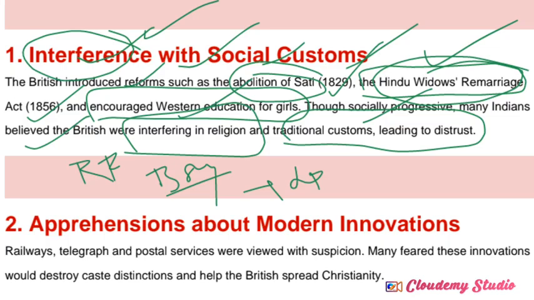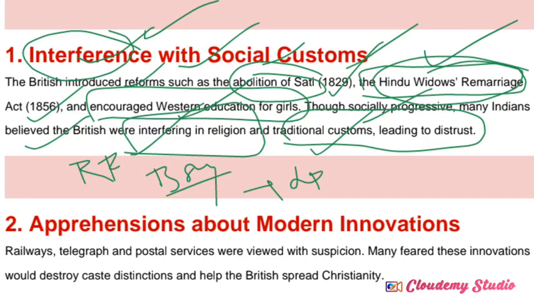Means how they felt based on all this: the Britishers were interfering in the religious matters and traditional customs of India, and they were trying to destroy Indian culture and impose Western culture on Indians. So based on this reason, the Orthodox people started uprising against the Britishers. So this was the first reason.